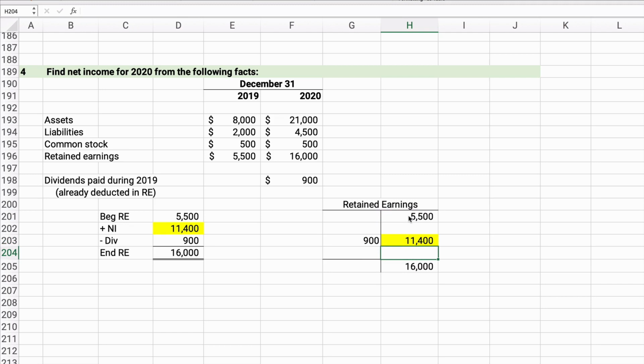So you can do this with the retained earnings statement format or the retained earnings T account, whichever one is good for you.